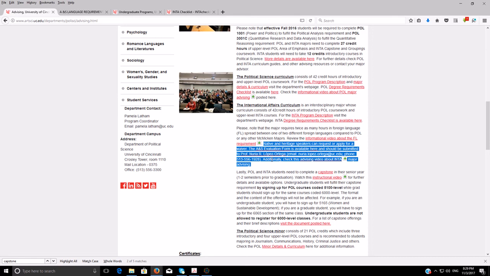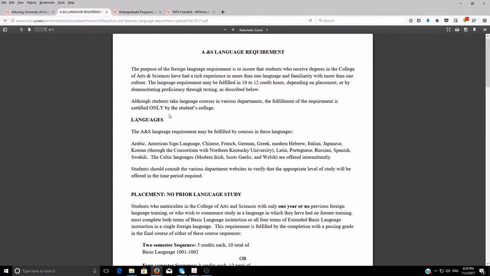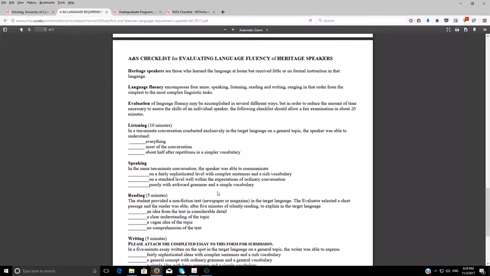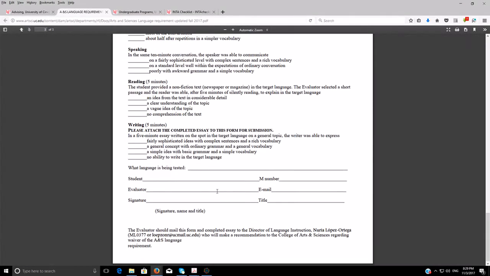All native speakers have to do is document that they have had these years of schooling and they will have the requirement waived. Now, for heritage speakers to have the requirement waived, they need to complete the ANS evaluation form, which you can see here available on our website. It's usually completed by a native speaker of a foreign language that is available on the University of Cincinnati's campus.